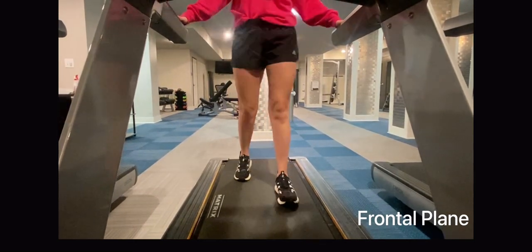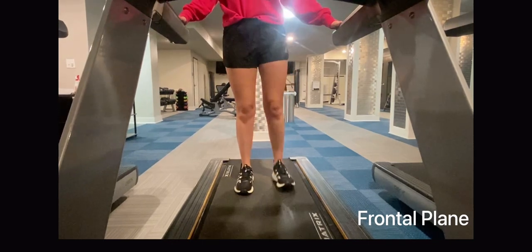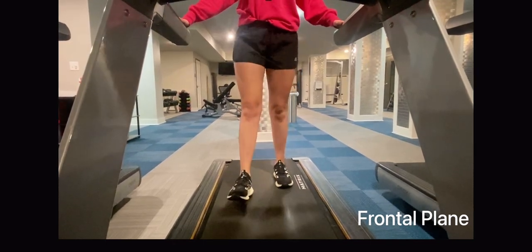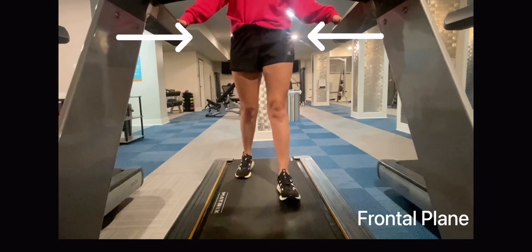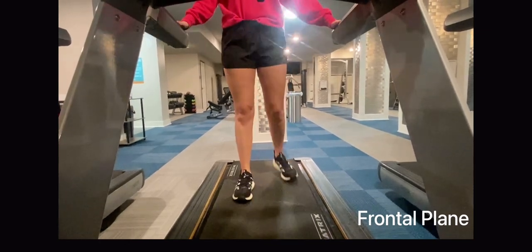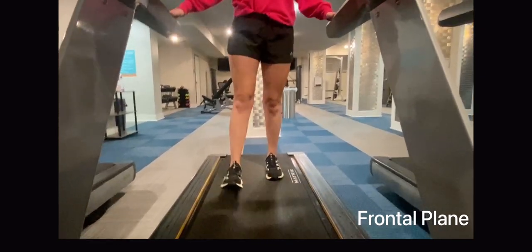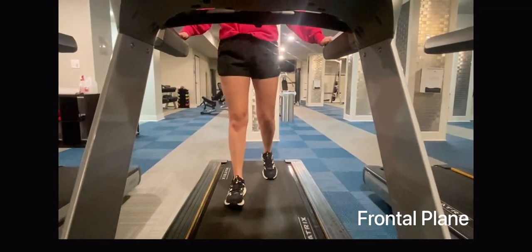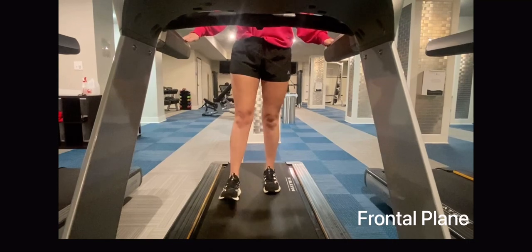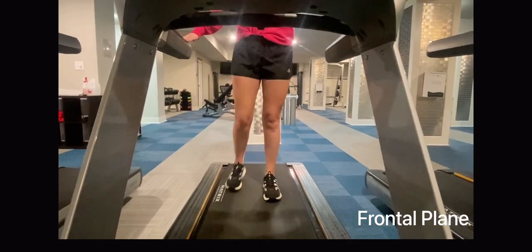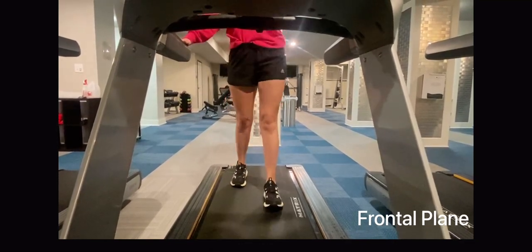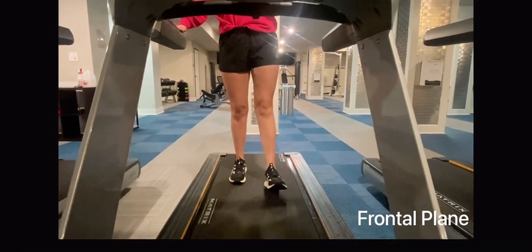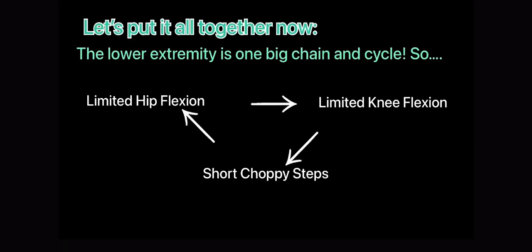When looking at Caitlin's gait from a frontal view, you can see that she is almost waddling. This is because she is unable to flex her hip, so she has no other option but to swing her hip out to stride. Along with the waddling motion in Caitlin's gait, she's also forced into limited knee flexion due to the lack of motion of her hip joint. So to sum it up, it's one kinetic chain and one big cycle.